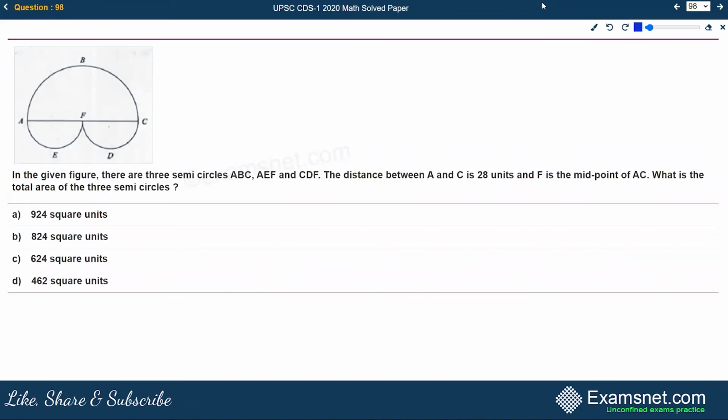In question number 98, we are given a figure. There are three semicircles: ABC, the upper one, and here AEF and CDF. The distance between A and C is 28 meters and F is the midpoint of AC. What is the total area of these three semicircles? Since AC is 28 units, AF is half of AC, that is 14 units, and CF is also 14 units.